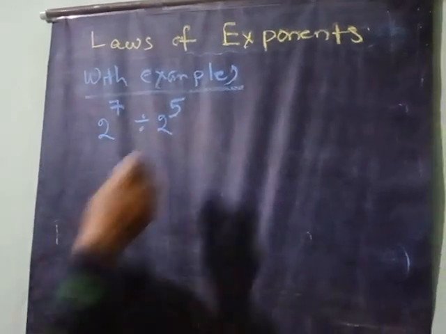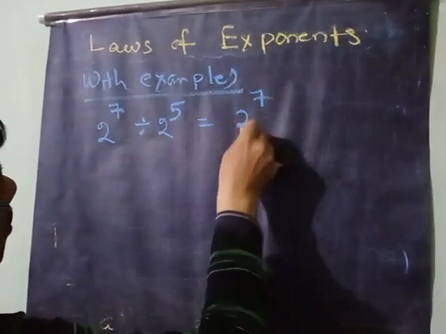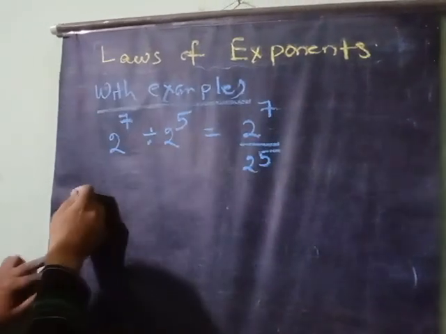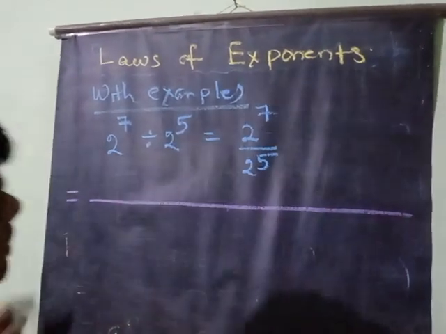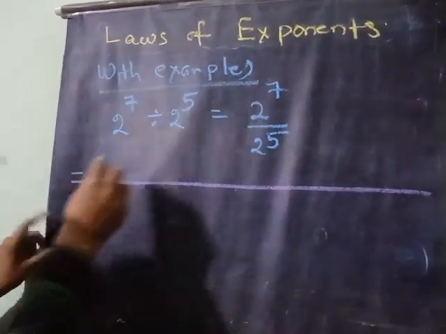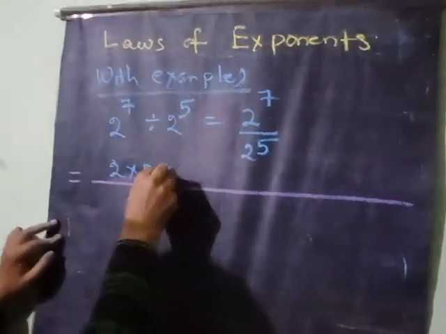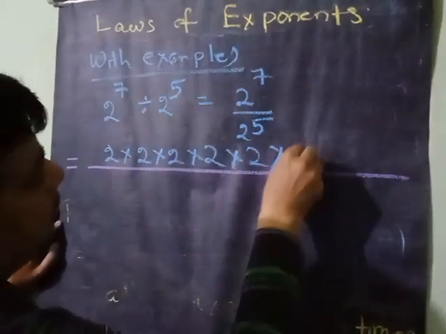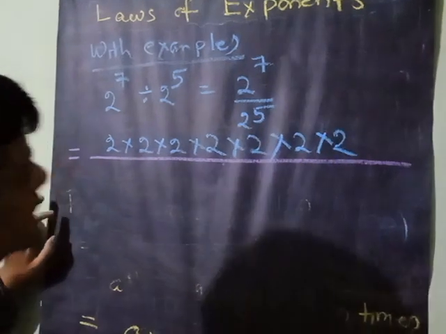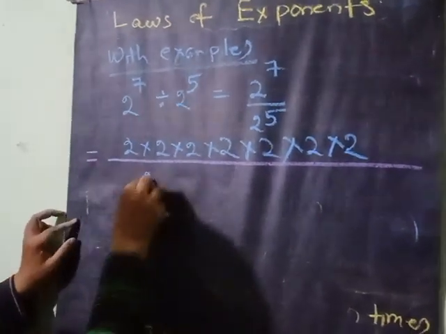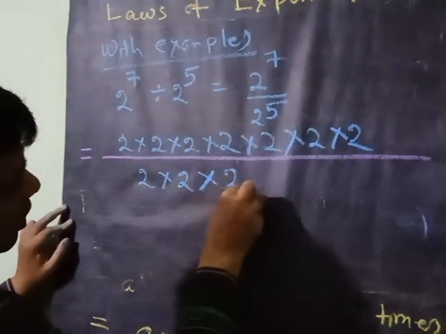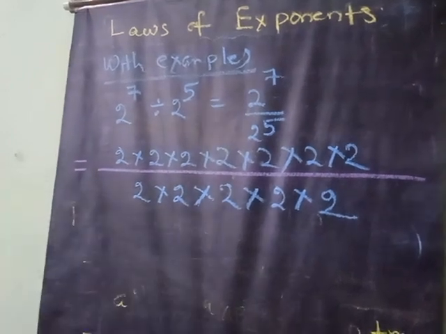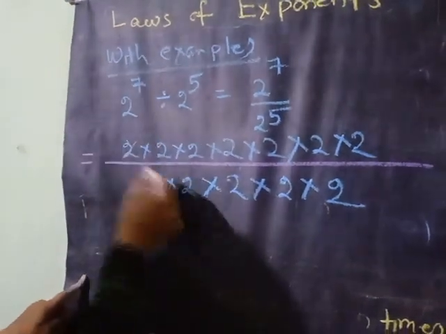I can write 2 to the power 7 upon 2 to the power 5 in the form of a fraction, or a rational number. 2 to the power 7 means 2 into 2 into 2 into 2 into 2 into 2 into 2, 7 times. Similarly, the denominator 2 to the power 5 is multiplied 5 times. Let us see, can you cancel or not? You can cancel the corresponding numerator and denominator.